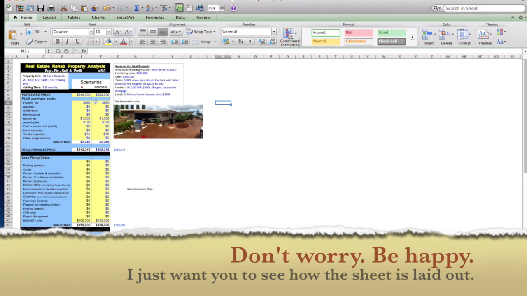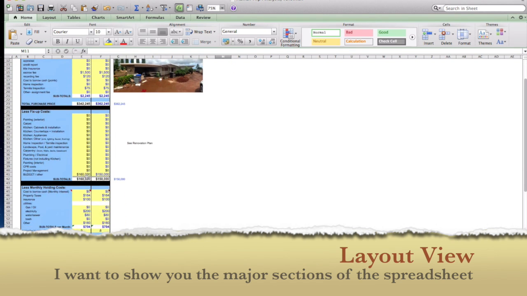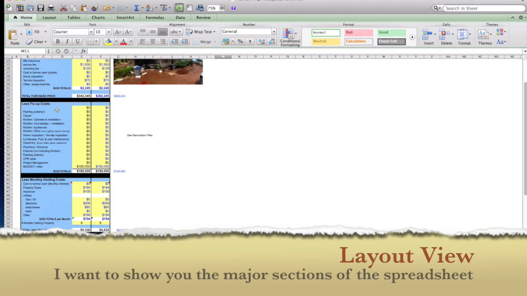I got it really small here so you can see most of the whole sheet. We've got a heading section up here, notes section. I'll throw a photo of the property in, and then we've got some major sections here. So this section is the purchase price with all of the associated closing costs. Okay, then the second section we're going to put our inputs will be for fix-up costs. These are our renovation costs in this area. And then these down here are the holding costs and the monthly holding costs.